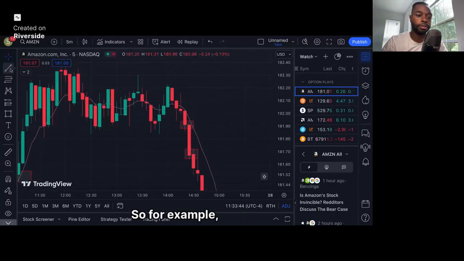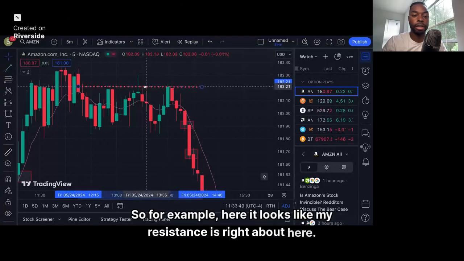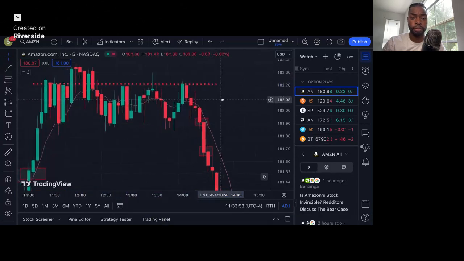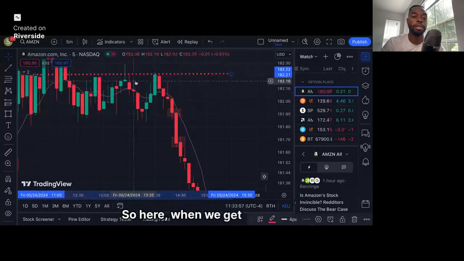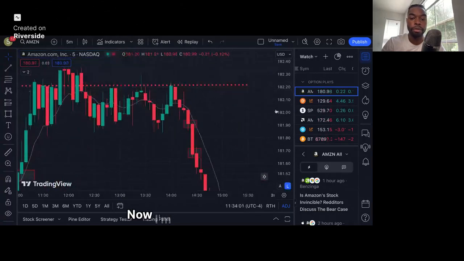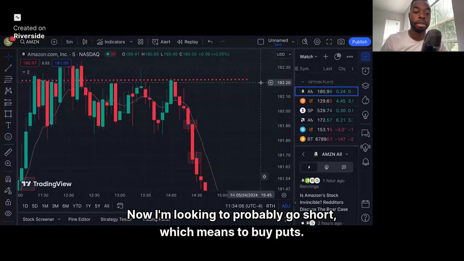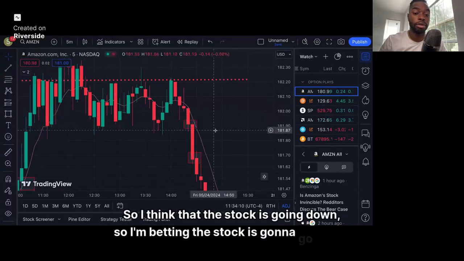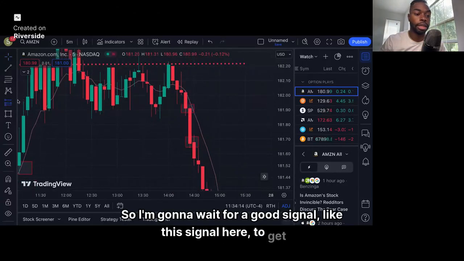So for example, here it looks like my resistance is right about here. If I draw this all the way across, so here, when we get to this resistance level, it looks like we pushed up and got to a resistance level. Now I'm looking to probably go short, which means to buy puts. So I think that the stock is going down, so I'm betting the stock is going to go down. So I'm going to wait for a good signal, like this signal here, to get in.